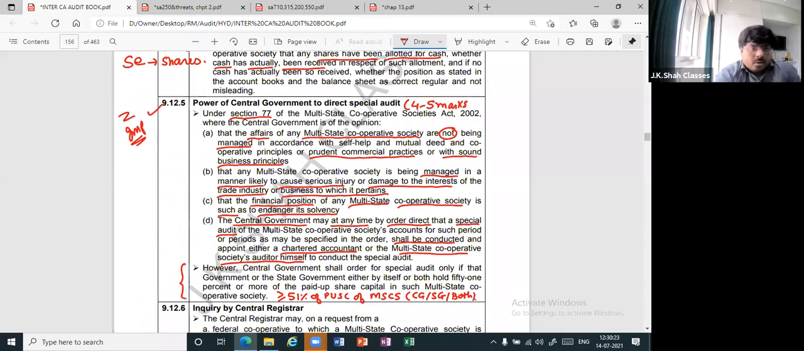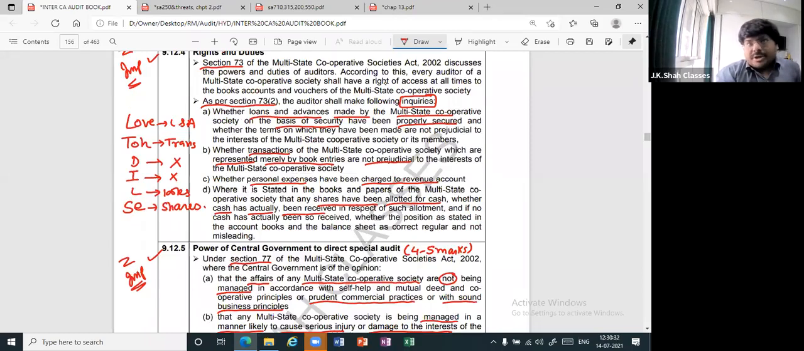When can the central government direct a special audit of a multi-state cooperative society? See, when do you think the central government will do a special audit? Special audit means obviously an audit other than the normal audit. Correct. When they see something wrong, no? Supposing they are being managed properly or mismanaged, whether they are following all the principles or not, whether they are solvent enough or it endangers solvency, so it may become insolvent. Or the central government has some information and wants to do it themselves on their order. So can they do? Yes.